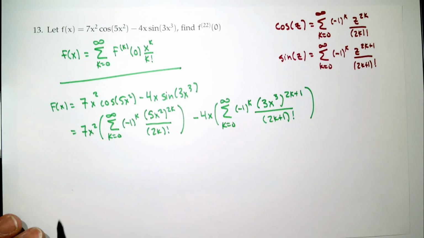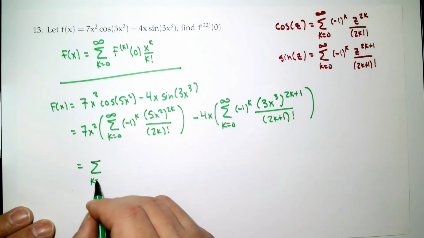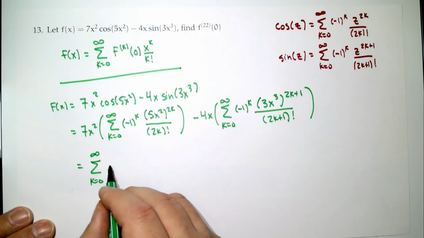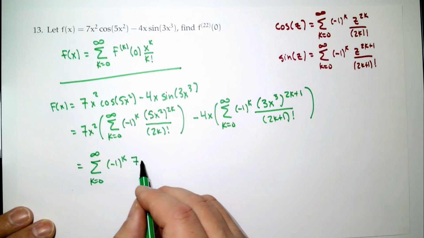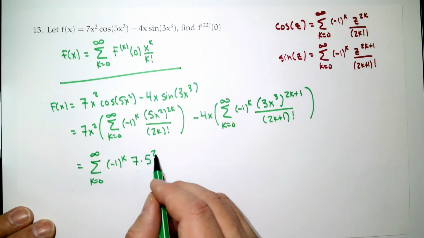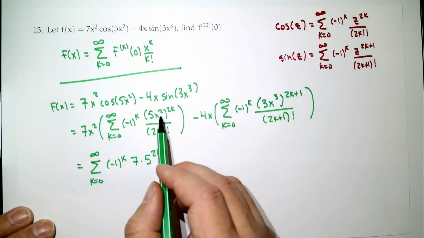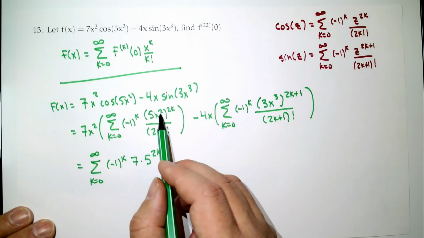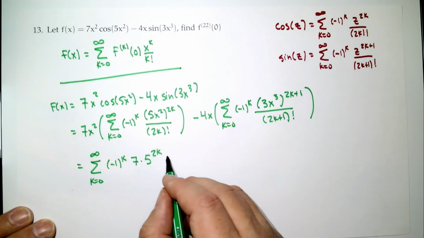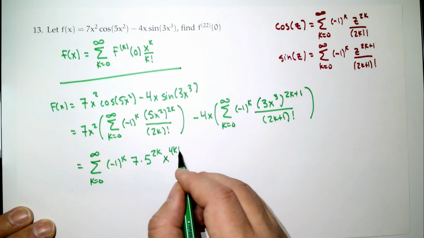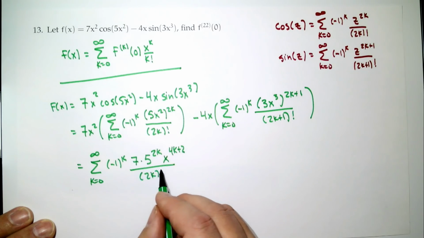So, rewriting this, the first sum, I'm going to have the sum k equals 0 to infinity, negative 1 to the k. I'll have the 7 come in, and the 5 to the 2k. Then I have x to the power 2 to the power 2k. That's x to the 4k plus 2 more. So that's x to the 4k plus 2, all divided by 2k factorial.